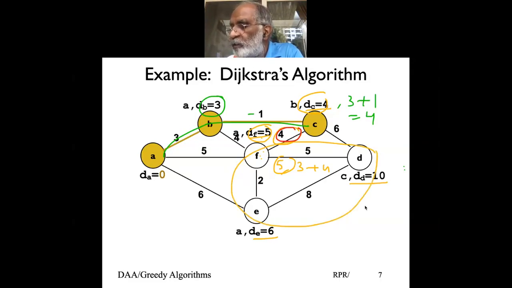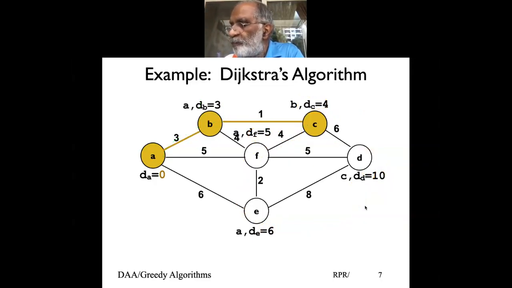From these 3 nodes, I look at the node with minimum distance. F is 5, E is 6, D is 10. So I pick F, which is 5. And again, look at the edges going from F. So this is 5, this is 2. So when I look at D, current cost of F is 5. 5 plus 5 is 10, which is already 10. There is no point updating it.